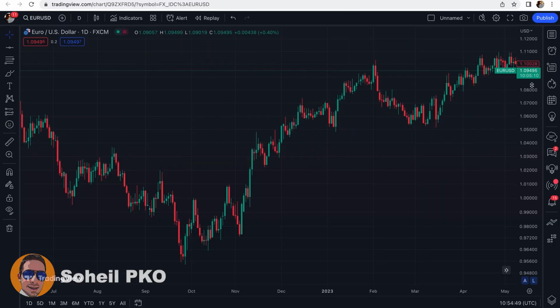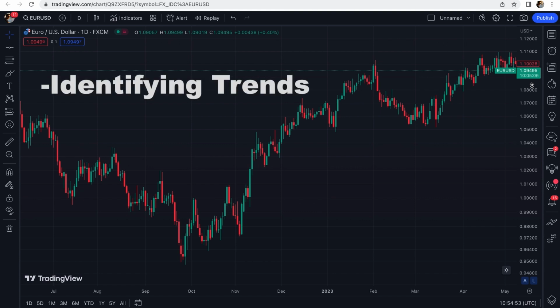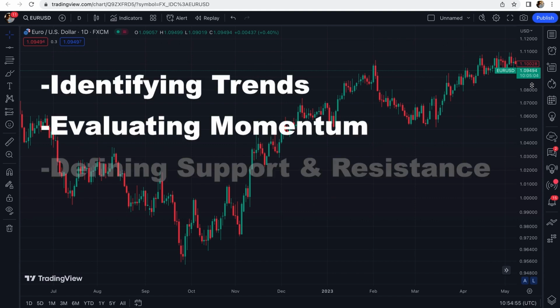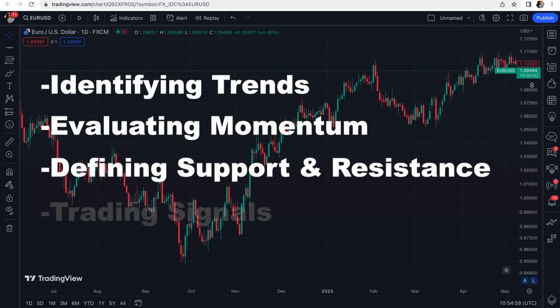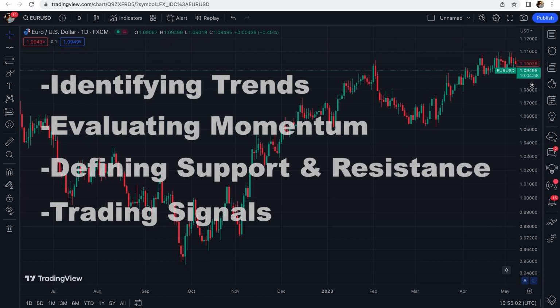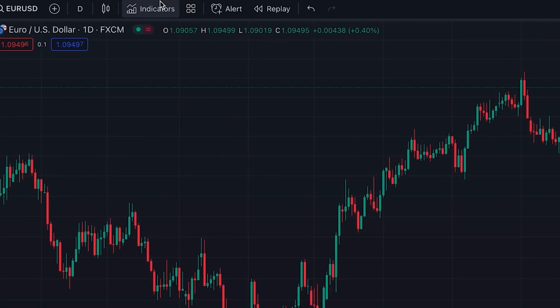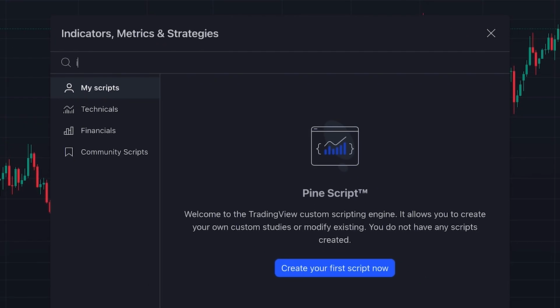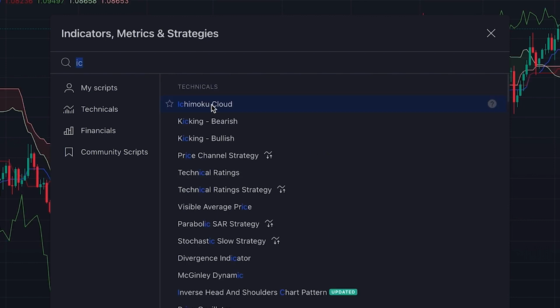Soil here, and today I want to introduce a multi-purpose indicator that you can use for identifying trends, evaluating momentum, defining support and resistance levels, and also having trading signals for entering in the direction of trends. To add this wonderful indicator to our chart, here we click on indicators and we search Ichimoku Cloud, this one, which is a built-in indicator on TradingView platform.